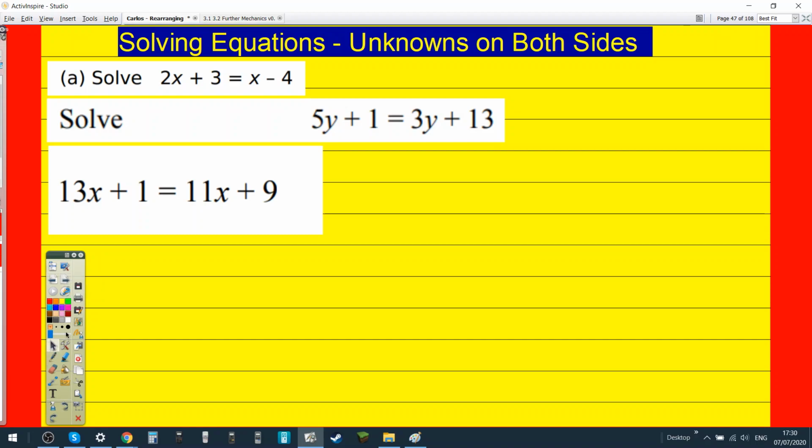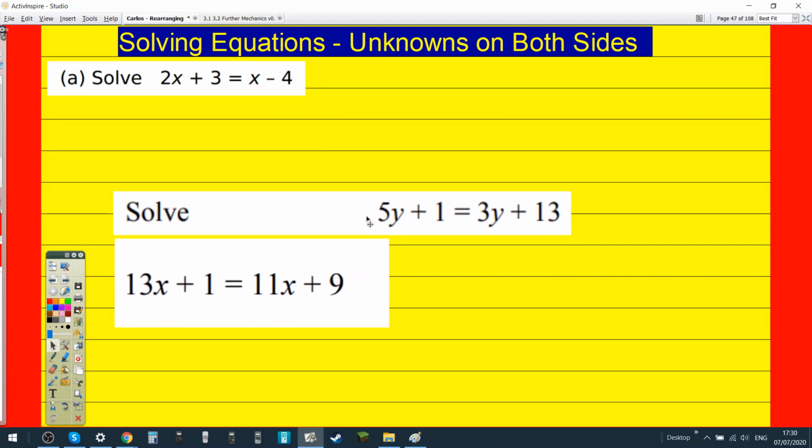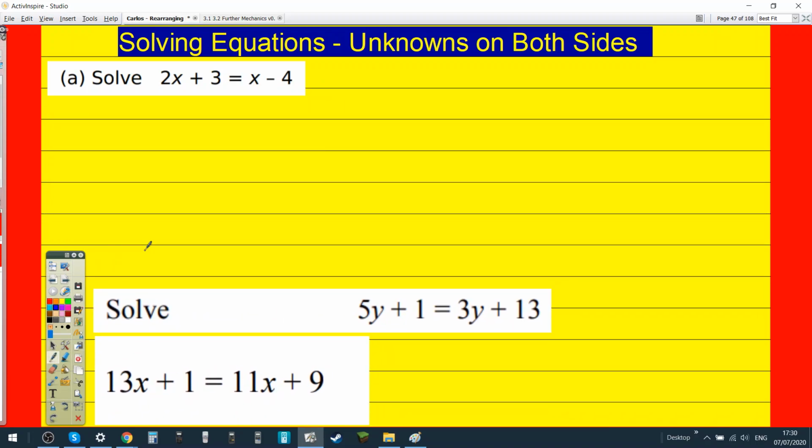Alright, how do we do the top one? Top one, okay. So, solving equation unknown on both sides. Do you have to take away x from 2x and x? So 2x will become 1x. And x will disappear, or just become 0. And then x minus 4, it will just become minus 4.